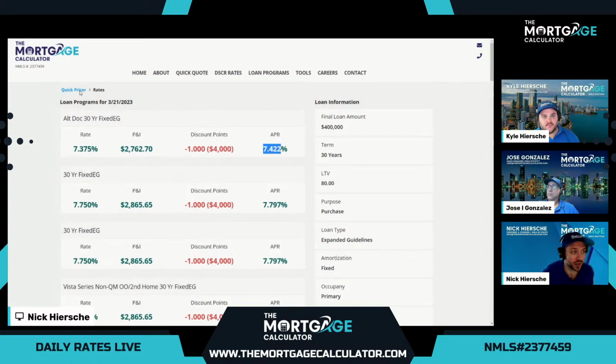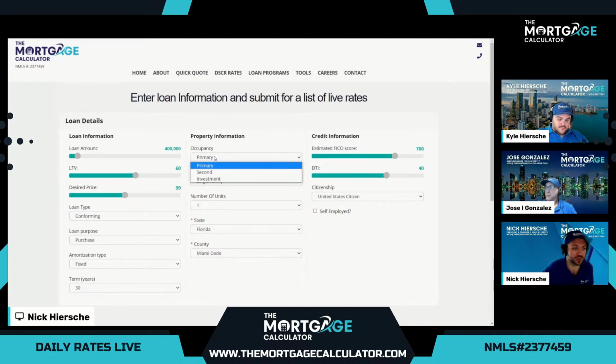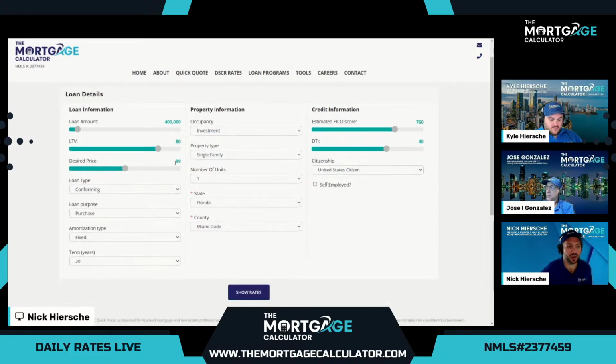Now for our final demos, before we pass it over to Jose, we always want to run pricing on our investment properties since we love to work with investors here. So for our last 2 demos, we'll do investment property. We'll set up the same scenario, 80% loan to value, 20% down payment, same loan amount we had before. And we're going to compare our conforming conventional investment property rates with our expanded guidelines non-QM investment property rates.